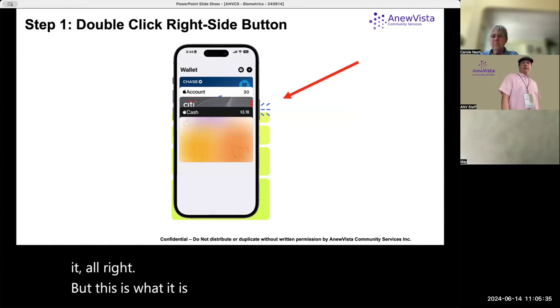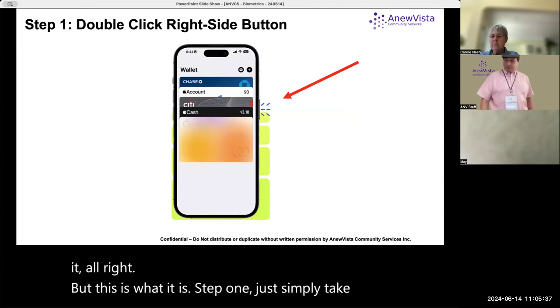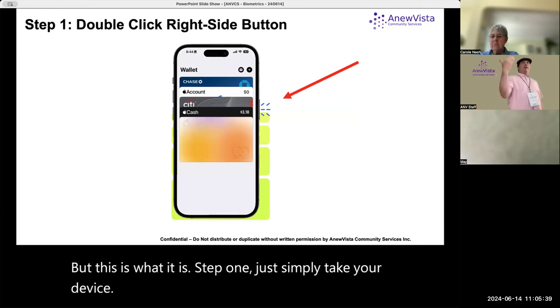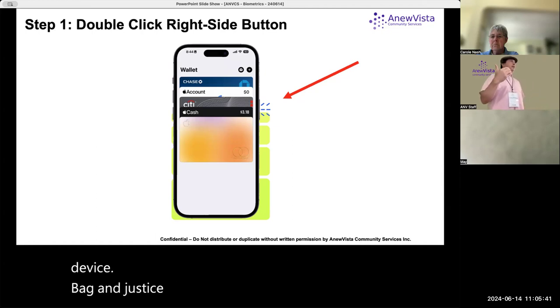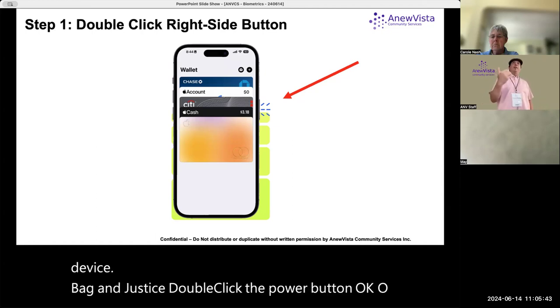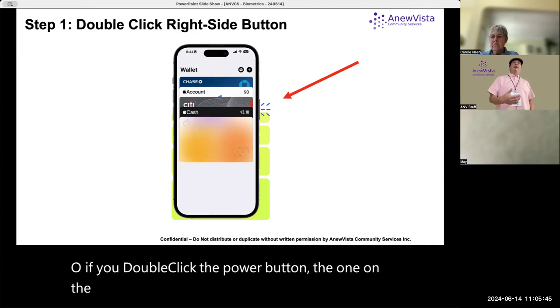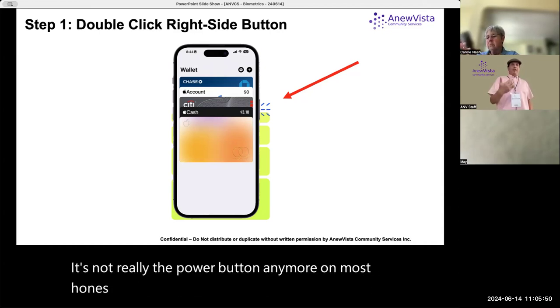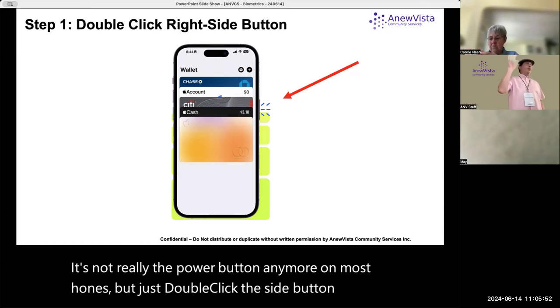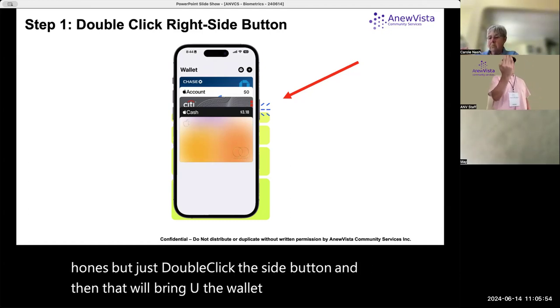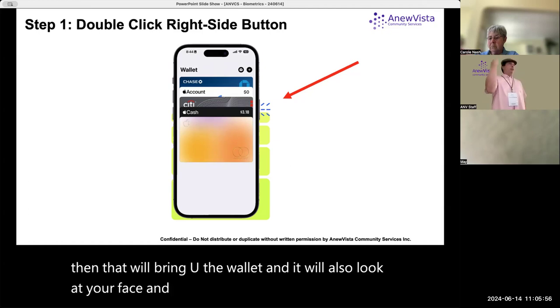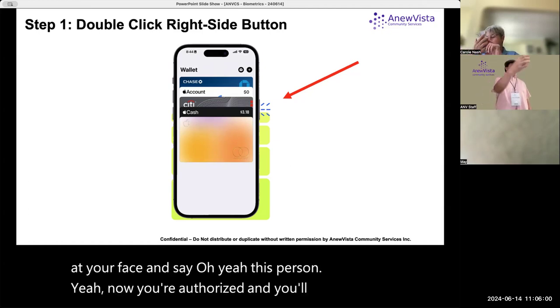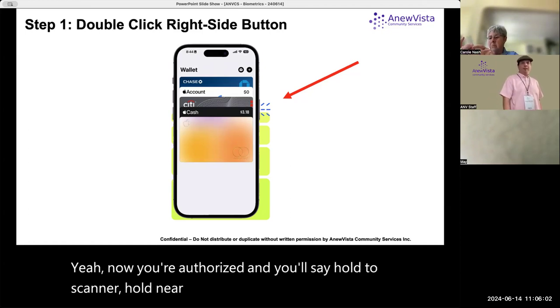Step one, just simply take your device, mine's in the bag, and double click the power button. The one on the side, it's not really the power button anymore on most phones, but just double click the side button, and that will bring up the wallet. It will also look at your face and say, oh yeah, this person is authorized, and you'll see, hold near scanner, and you can do it. All right.